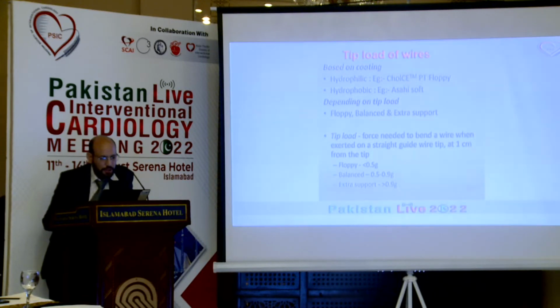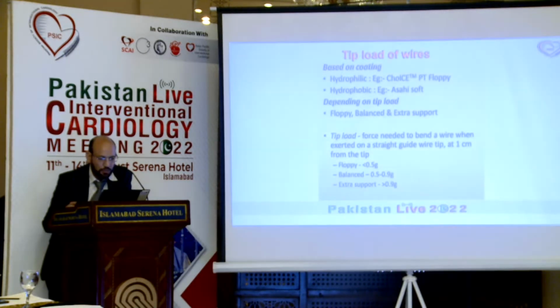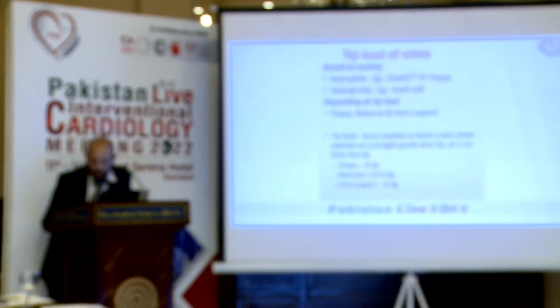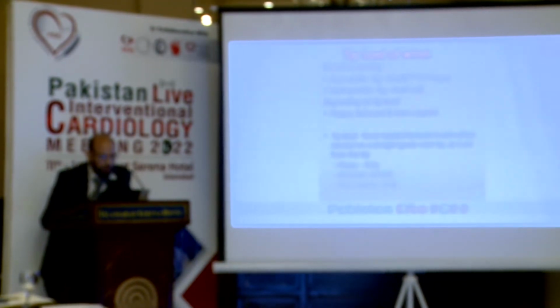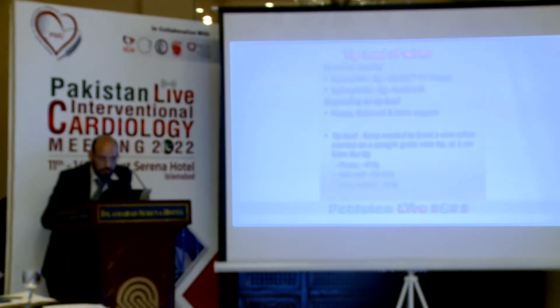Tip load is the force needed to bend a wire when exerted on a straight guide wire tip at 1 centimeter from the tip. Floppy wires are less than 0.5 gram, balanced is 0.5 to 0.9 gram, and extra support is more than 0.9 gram.